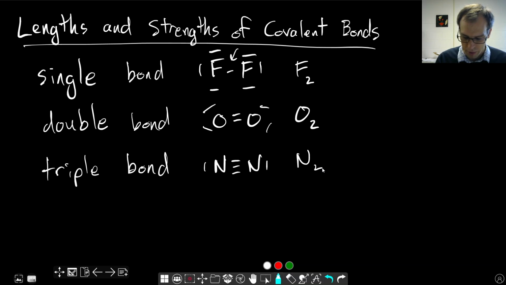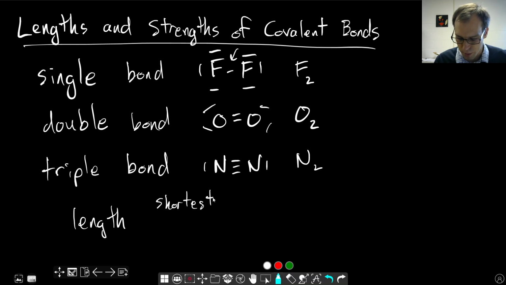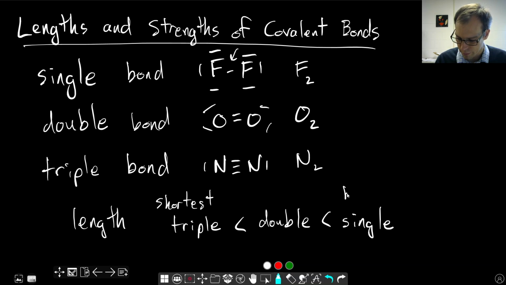So in general, if we're talking about the lengths of bonds, our shortest bonds will be our bonds with the most electrons shared between atoms. So triple bonds tend to be our shortest bonds, and then the next shortest is double bonds, and then our longest bonds are going to be single bonds. And so this is a trend that we can observe.